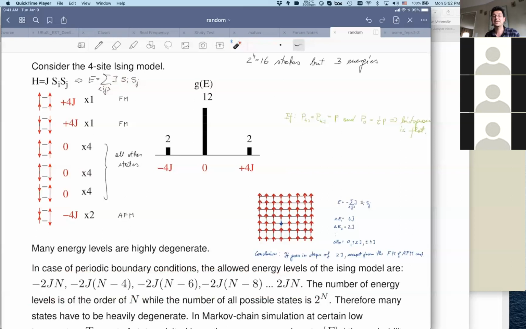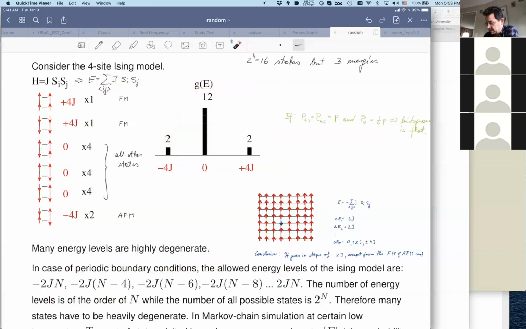Okay, so therefore every energy is very, very heavily degenerate, and the many-body density of states in this small cluster will basically be like this: 2, 2, and 12. But when we have a large cluster, we will see that the density of states looks like that, and it's exponentially large in the center. Okay, so let me first explain how I got this many-body density of states.